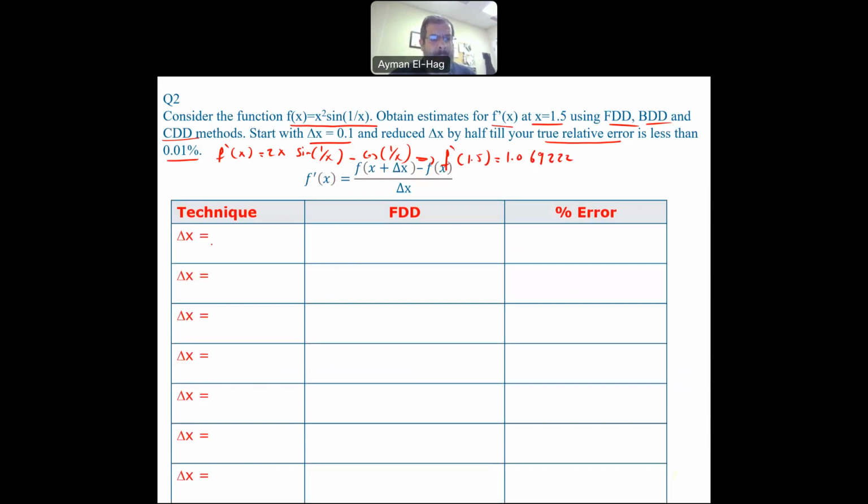So we'll start with delta x equal to 0.1. Now, when you do the FDD method, f of 1.5 plus 0.1 minus f of 1.5, divided by the delta x, which is 0.1, and this will give me 1.065. Now we will find the error, which is the absolute value of 1.069222 minus 1.065, divided by 1.069222, times 100, and this will give you 0.395%.